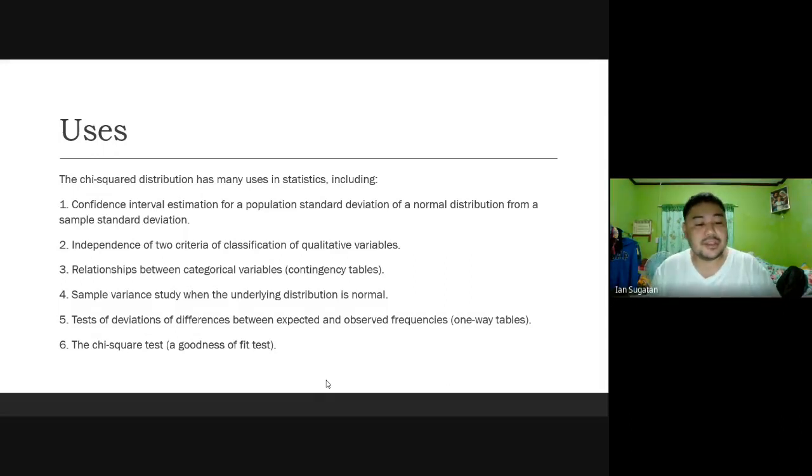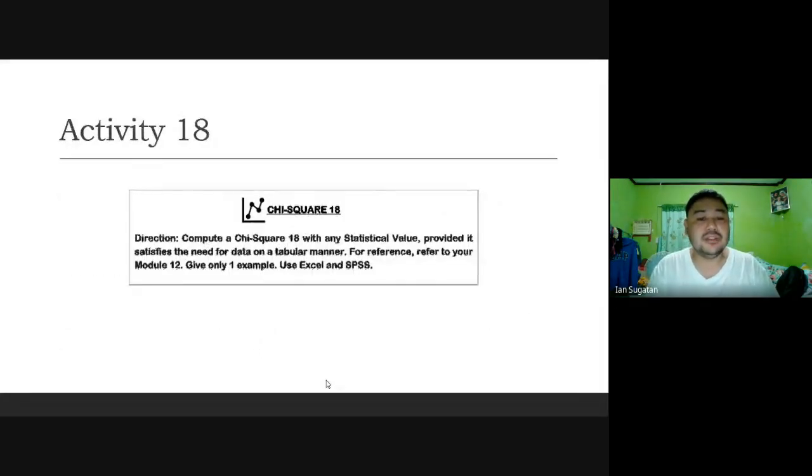And then the number 6 is the Chi-square goodness of fit test. The goodness of fit test is a term used in statistics wherein it refers to the fitness or the good fit of values. This refers to the test itself, and at the same time the variable that you put in your values. Okay? And then for your activity number 18, we're going to make a Chi-square.